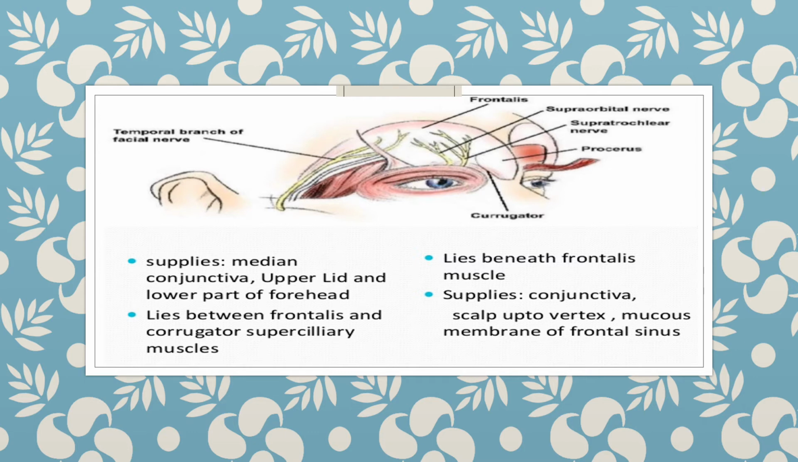Then the supraorbital branch is present just lateral to the supratrochlear nerve. It passes through the supraorbital notch and divides into medial and lateral branches. Here you can see it has been divided into branches, and it supplies here. It lies beneath the frontalis muscle and supplies the conjunctiva, scalp up to the vertex, the superior most part of the scalp, and then the mucous membrane of the frontal air sinuses.